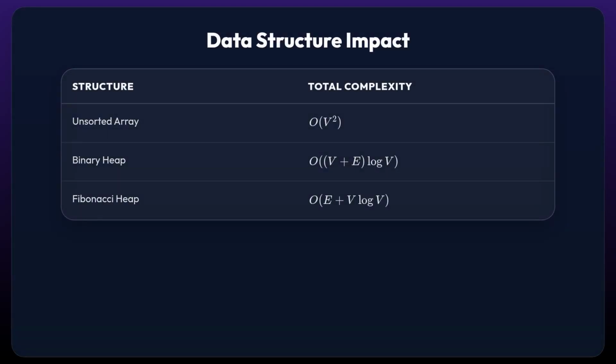The algorithm's speed depends heavily on the data structure used for the priority queue. A simple array is slow, taking V squared time. A binary heap speeds this up logarithmically. For the theoretical maximum, a Fibonacci heap runs in near linear time.